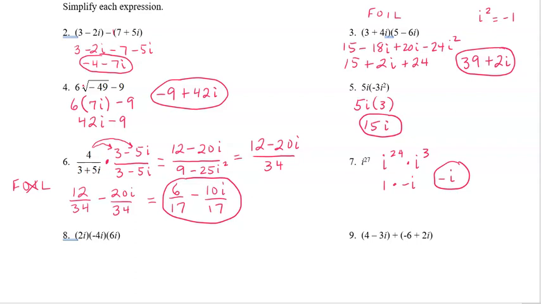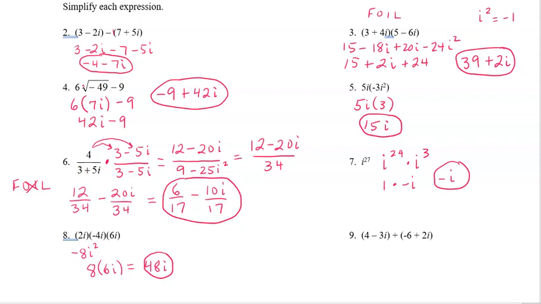Number 8, just take these two at a time. So 2 times negative 4 is negative 8, and i times i is i squared. So think of that as negative 8 times negative 1, which is positive 8. And now multiply that times 6i, and you have your final answer, 48i.